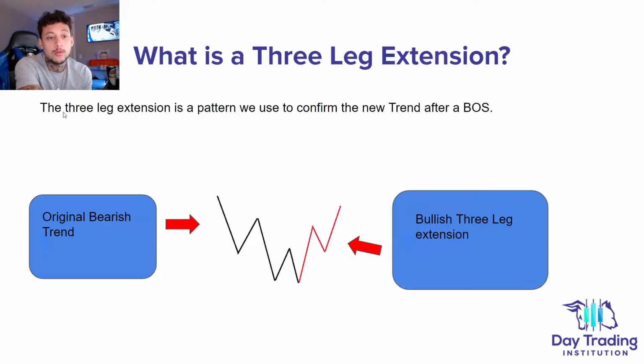Now, I believe I skipped one, but anyways, what is a three-leg extension? So a three-leg extension is a pattern we use to confirm the new trend after a break of structure. So we're only going to find a three-leg extension after a break of structure. When there is a break of structure, you want to look for that three-leg extension to confirm the new trend.